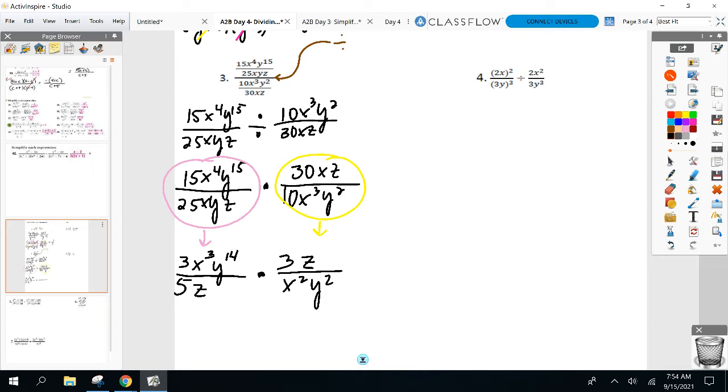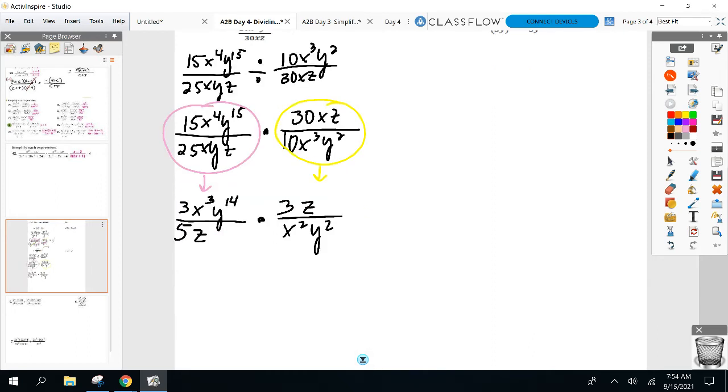Okay, now cross out tops and bottoms. See what you can get rid of. Anybody see anything I could cross out? Z's. Z's are gone. Yep, 1 Z on the bottom, 1 Z on top. They're gone. Y squared. Yep, where am I left with though?